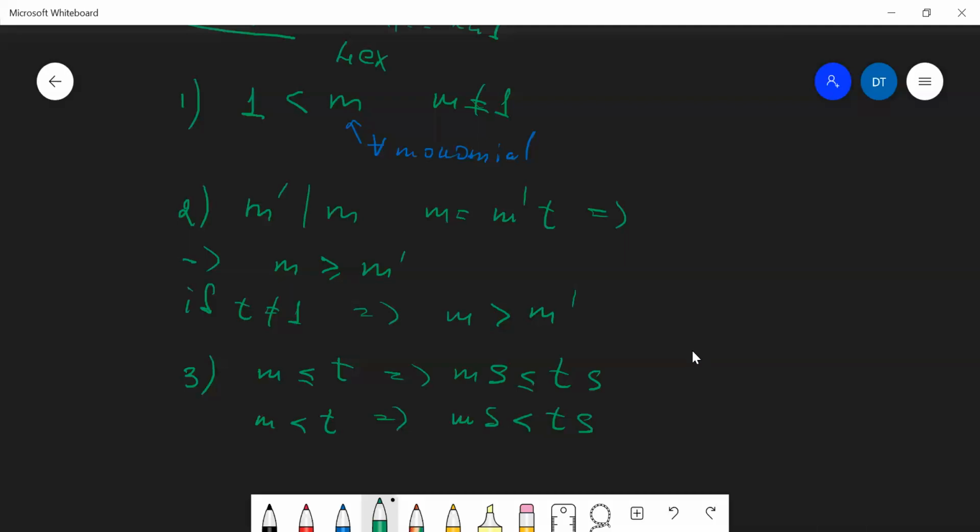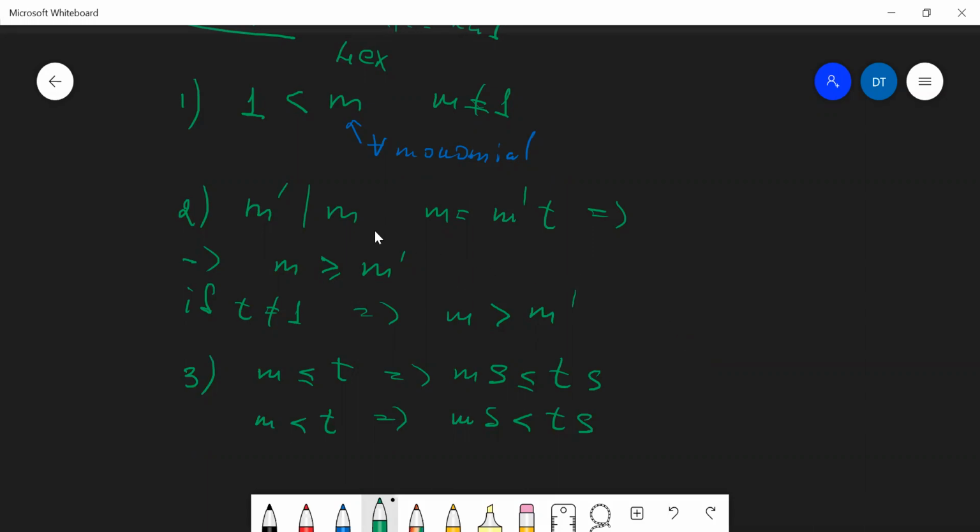Just in case, should I prove these properties, or is it clear? Are there any questions? Seems to be clear. Okay, so it follows immediately from the definition, but it's worth mentioning them.